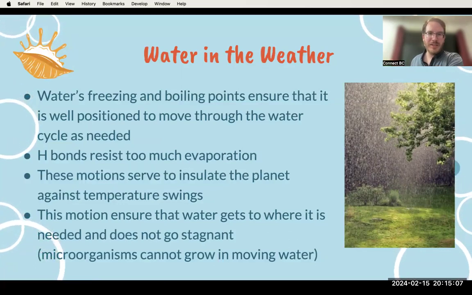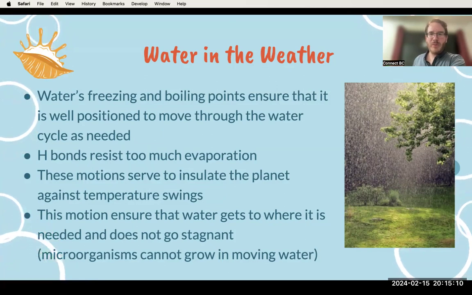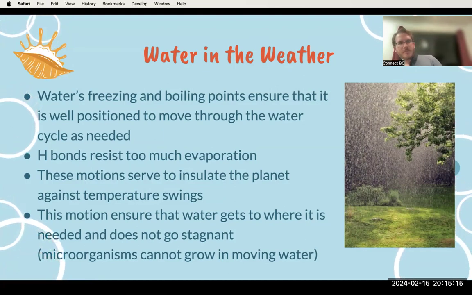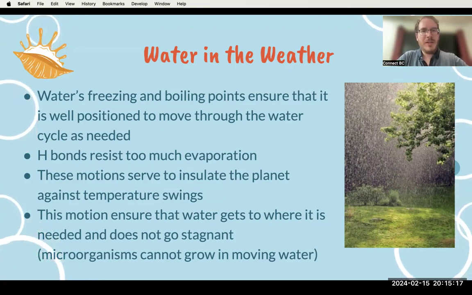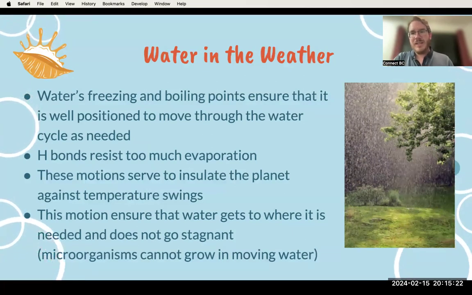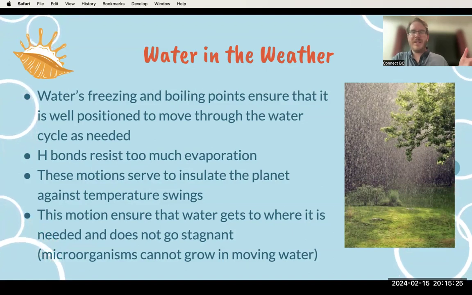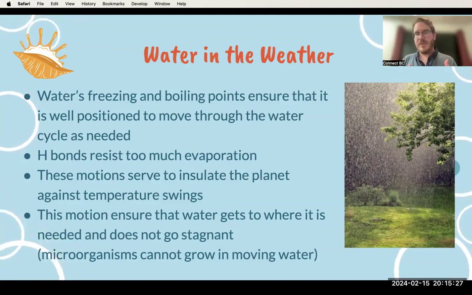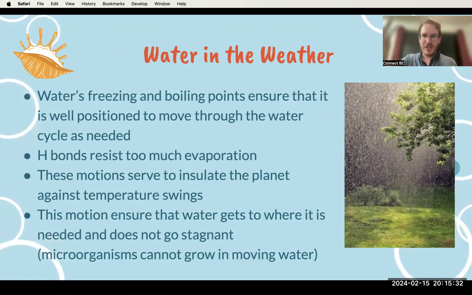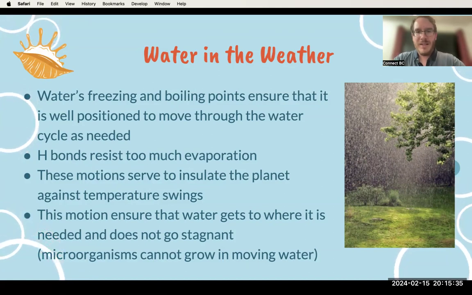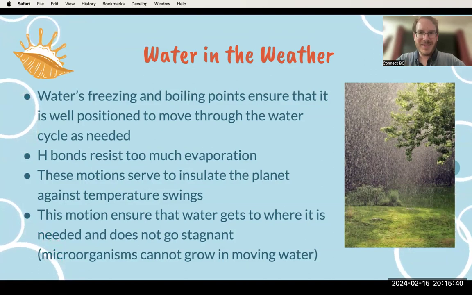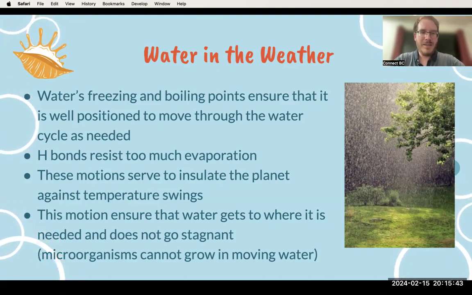And then lastly, on water and the weather. So I mentioned before that water is the only substance which is solid, liquid, and gas on the Earth's surface. And so its freezing and boiling points are just perfectly placed to ensure that the water cycle can do its thing. We've still got some frozen ice for the ecosystems. We've got liquid water, which we can use and drink, but it also needs to boil at a low enough point that it can actually evaporate as a result of the sun, so that it does move around. So its freezing and boiling points are what allows it all to move through all the states, so that water always gets to where it needs to be.